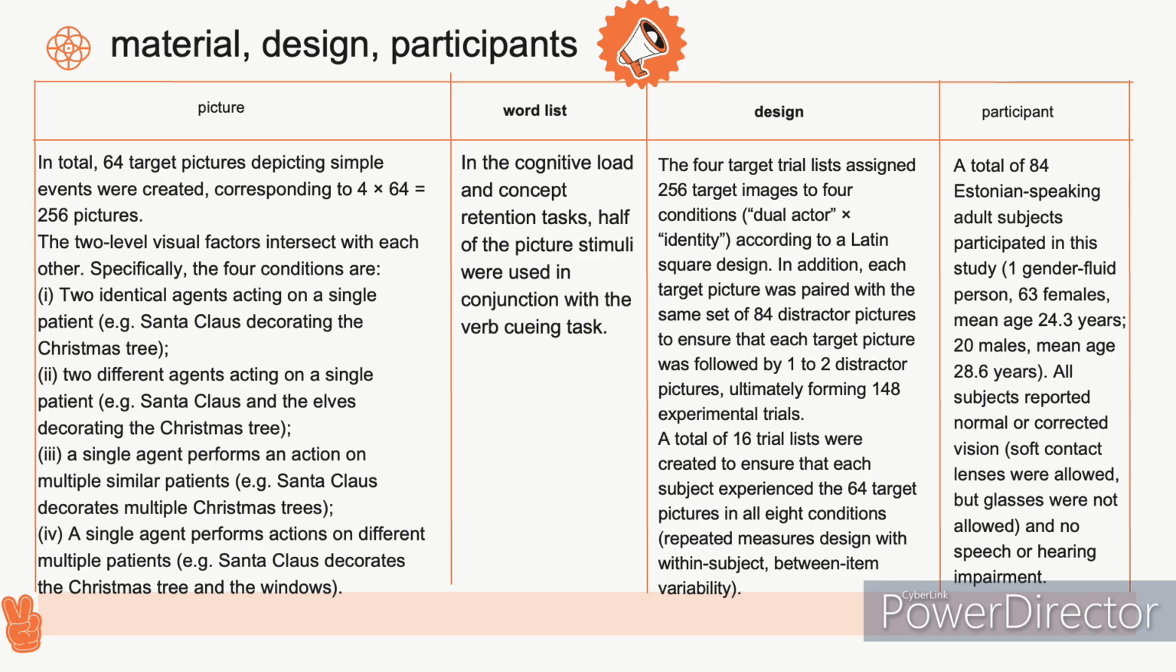Furthermore, a total of 84 adult native speakers of Estonian, 63 females with a mean age of 24.3 years, and 20 males with a mean age of 28.6 years participated in this study. All participants had normal or corrected to normal vision and no diagnosed speech or hearing impairment.